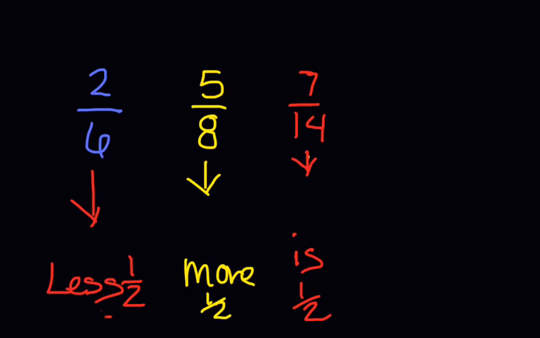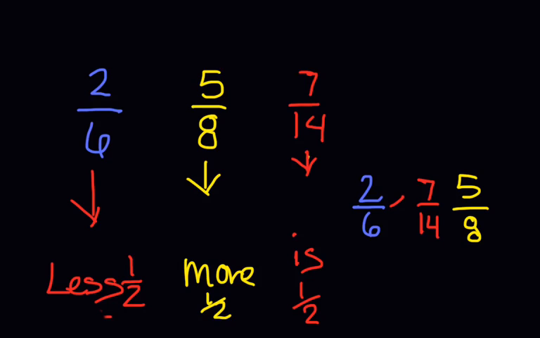So we can now figure out what's the smallest one. The smallest one would be 2/6. The biggest one, the one that's more than half, would be 5/8. And the one that's in the middle is the one that's exactly half. And this one just happened to be exactly half, so it was easy to figure out. Now they're in order from least to greatest. This is the biggest one because it's more than half. This is the smallest one because it's less than half. And this one is right in the middle.